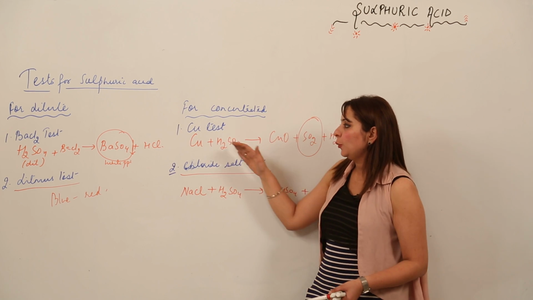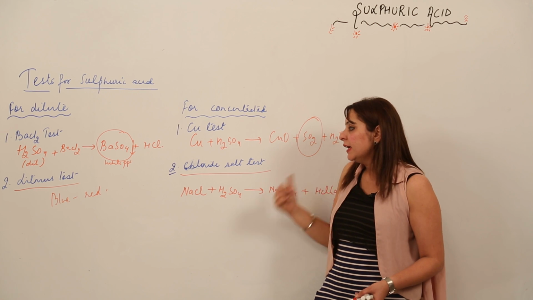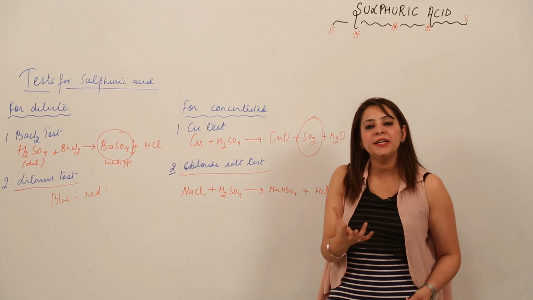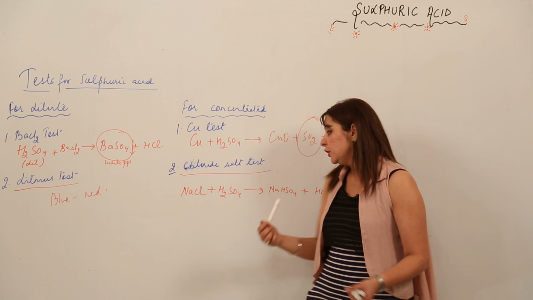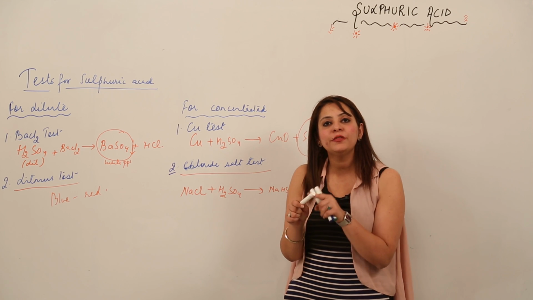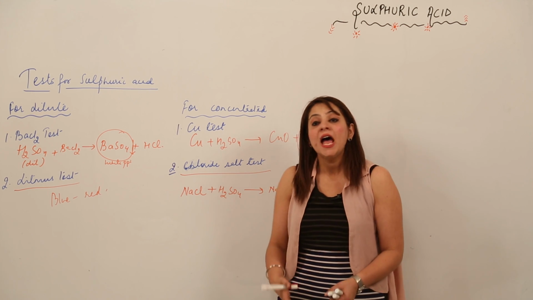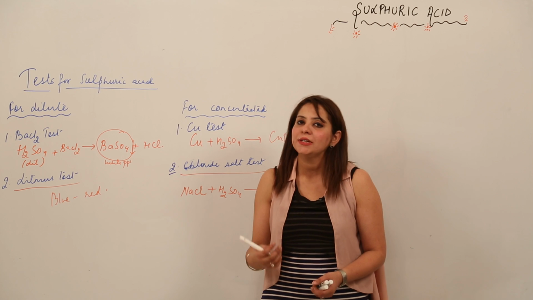And when we talk of the copper test, it evolves a gas with a pungent smell, that is sulfur dioxide. And in the case of the chloride test, we get hydrogen chloride gas. How can we identify that hydrogen chloride gas? We just bring the glass rod dipped in the ammonia solution near this beaker. The formation of white fumes indicates that hydrogen chloride gas has evolved, and that means the given substance is identified as concentrated sulfuric acid.